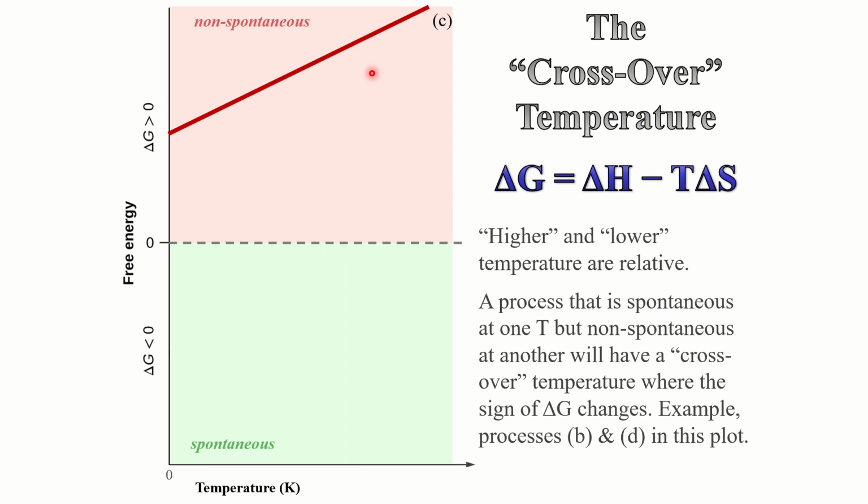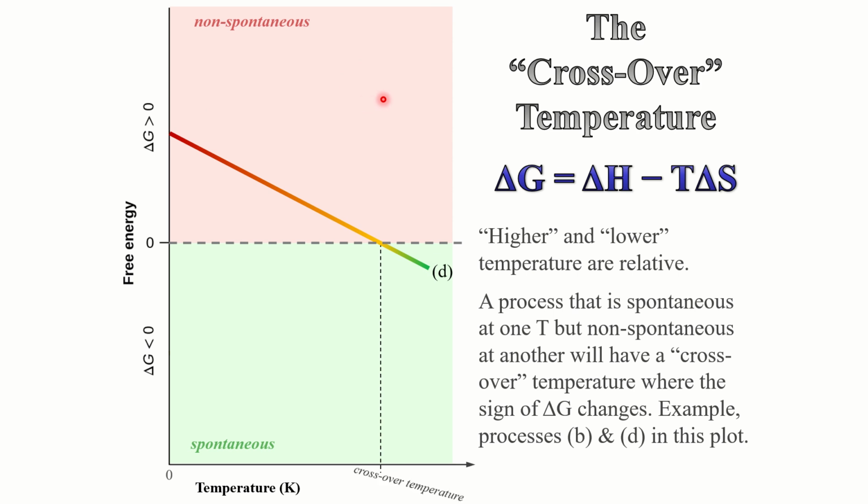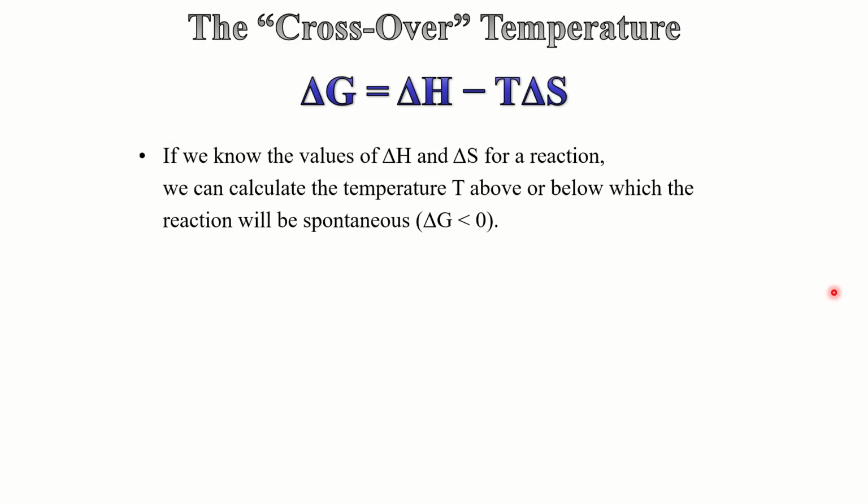Process C is an example of a process or a reaction that is always non-spontaneous. And then process D is an example of a process that is only spontaneous at high temperatures. So here we can see the crossover temperature, where it changes from non-spontaneous to spontaneous, is given here. So you may be asked to calculate these.